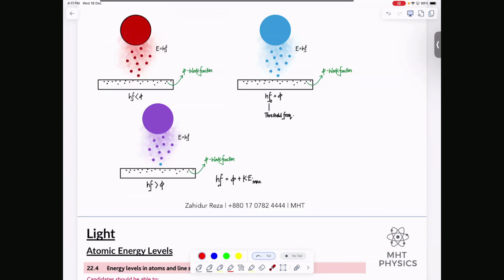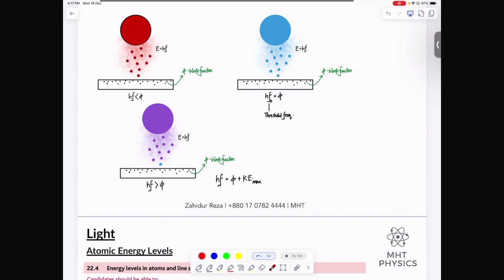So let's say emission is not taking place and I increase my intensity. Will it do anything? No. But let's say emission is taking place and I increase my intensity. What might happen? Will the K of my emission increase, or will the number of electrons emitted increase? Number of electrons. You say K. Number of electrons.